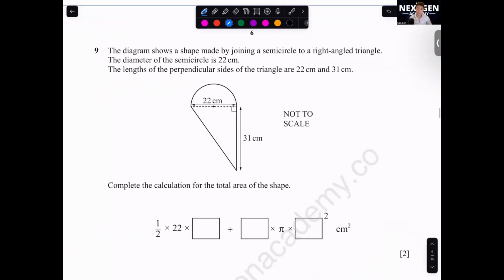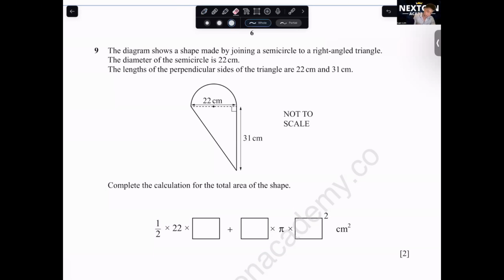Okay, number 9. The diagram shows a shape made by joining a semicircle to a right-angled triangle. The diameter of the semicircle is 22 cm. The lengths of the perpendicular sides of the triangle are 22 cm and 31 cm. Complete the calculation for the total area of the shape.